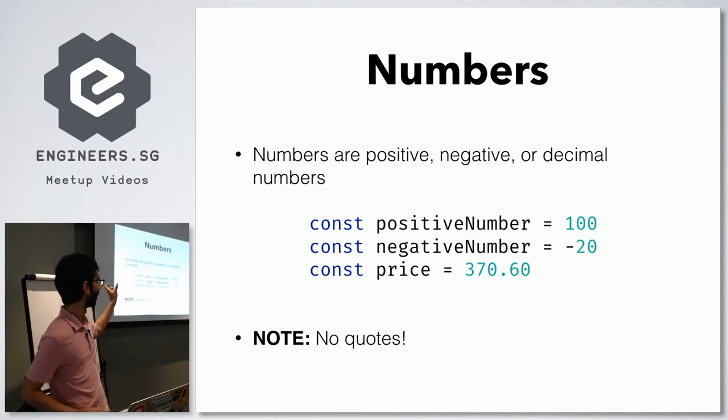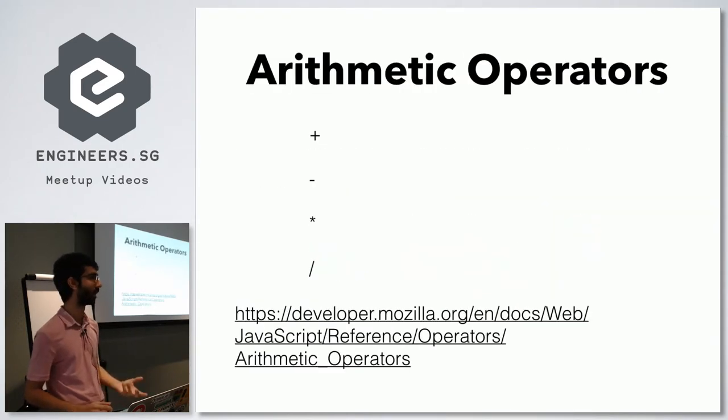So the same thing, const name of the variable equals some number. It can be a positive number. It can be a negative number with a minus sign. It can also be a decimal number with a point and stuff after the point. Cool. And with these numbers, you can do arithmetic operations. You can do addition. You can do subtraction. The star is for multiplication. The slash is for division. So let's try that out.